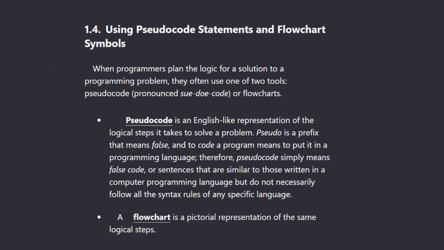two tools, pseudocode, pronounced pseudocode, or flowcharts. Pseudocode is an English-like representation of the logical steps it takes to solve a problem. Pseudo is a prefix that means false, and to code a program means to put it in programming language. Therefore, pseudocode means false code, or sentences that are similar to those written in a computer programming language but do not necessarily follow all the syntax rules of any specific language.